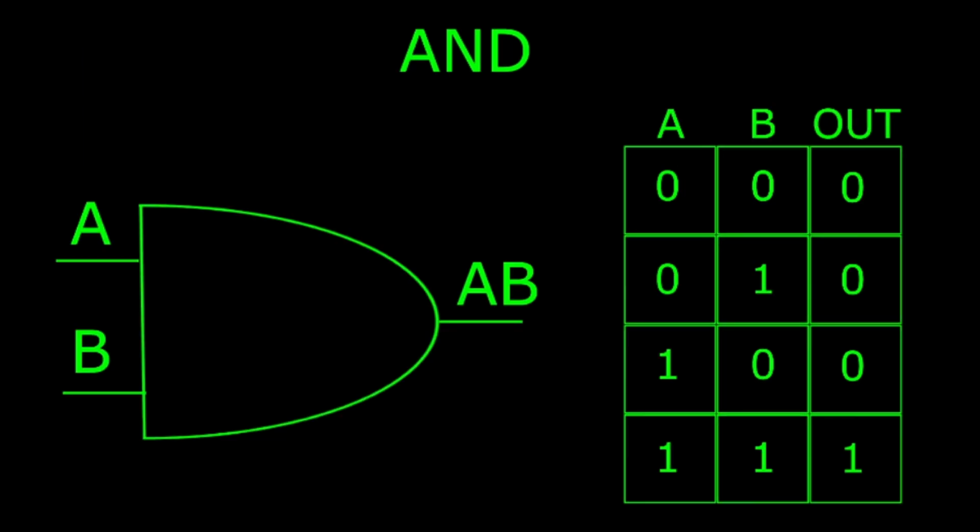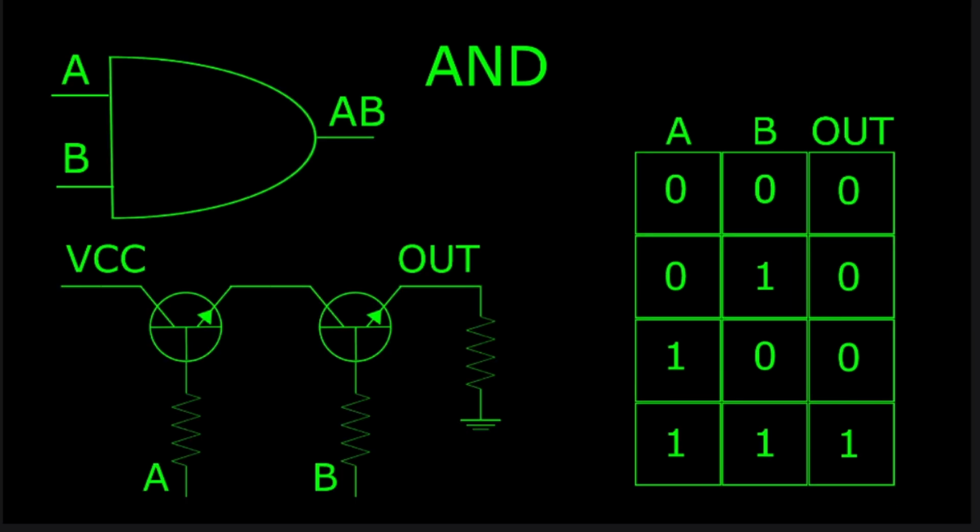Now we can move on to the AND gate. On the left, we have the symbol for the AND gate, and on the right, we have the truth table that represents the AND gate's behavior. And if you notice, the only time the output is high is when both inputs A and B are also high. And here is what the physical AND gate circuit looks like.